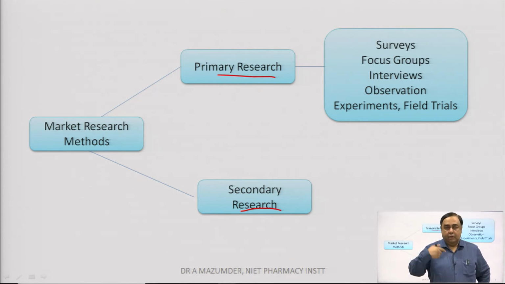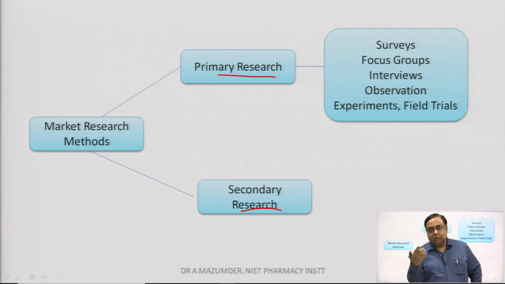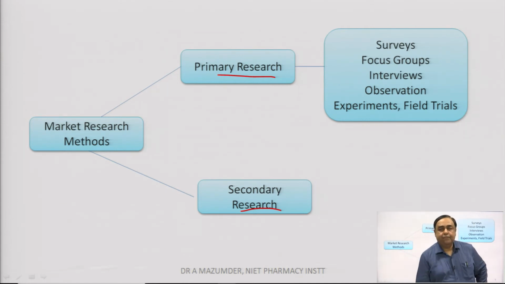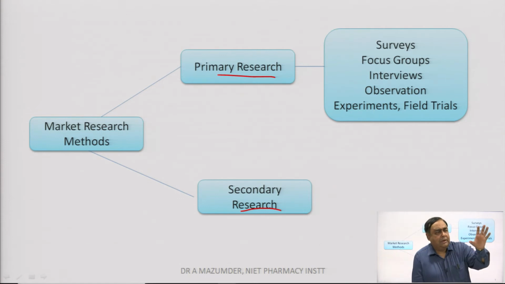Now, whenever you are gathering information with the help of this questionnaire, we call it primary research. You are going to a group of people and taking their interview. That also is an example of primary research. You are not taking an interview, you are just silently observing what the customer does, how the customer behaves.